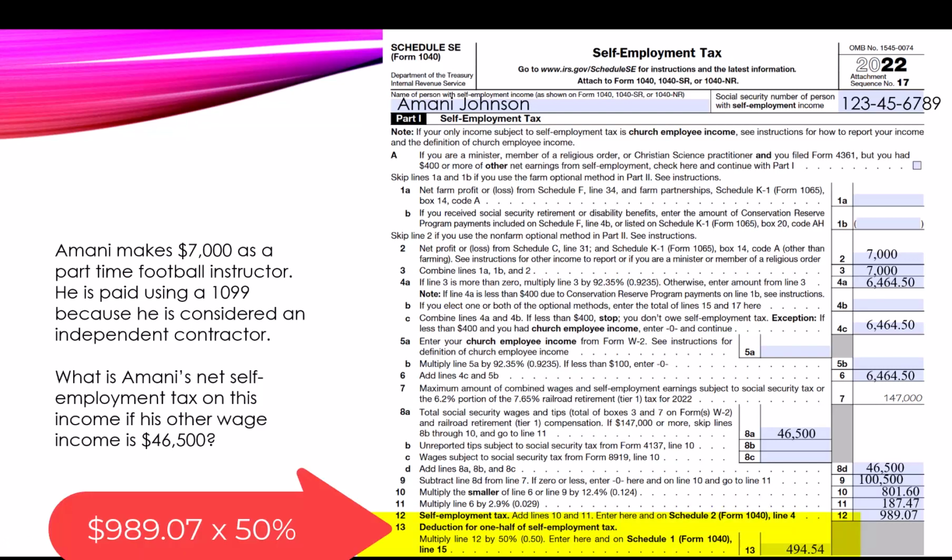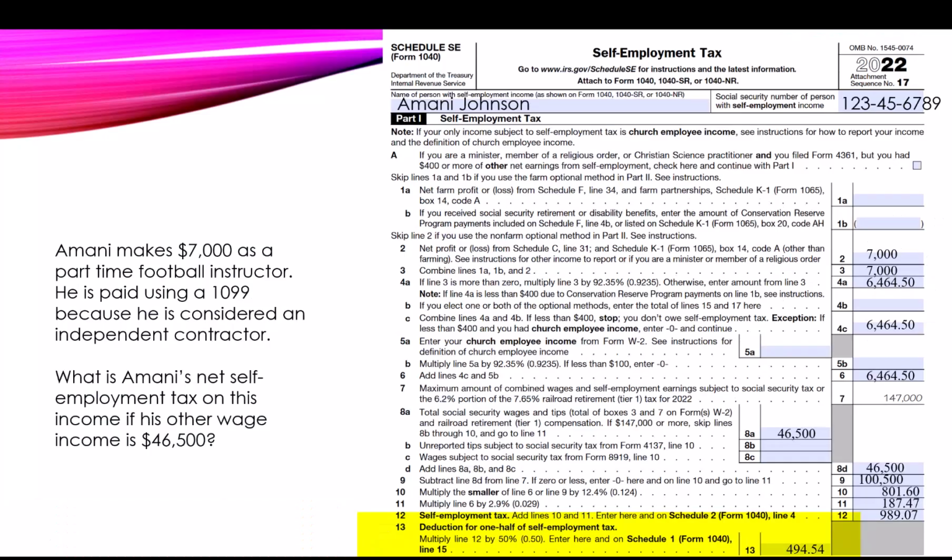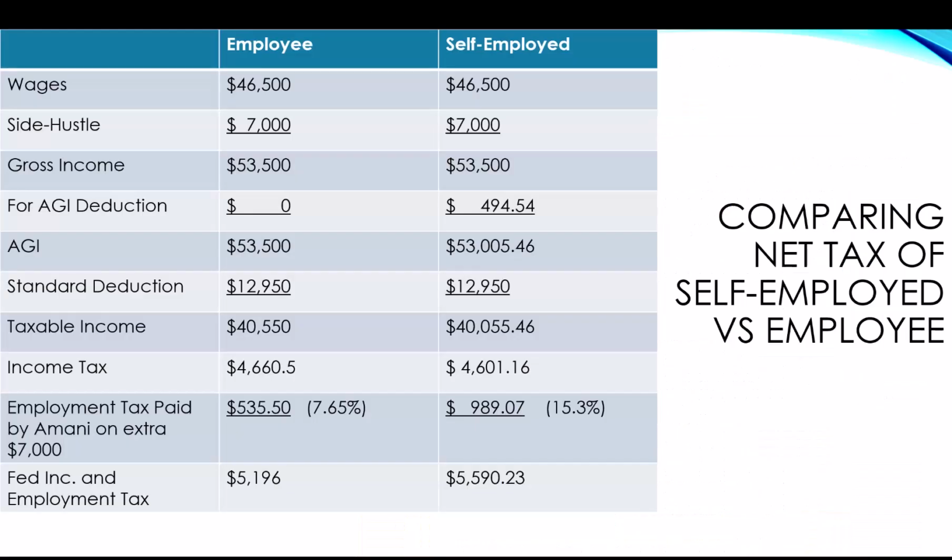So he will find this amount by multiplying line 12 by 50%, and then he will report the $494.54 on Schedule 1, line 15, as a for AGI deduction. So that we fully understand the difference between wages and self-employment income, let's assume that Imani has two options.